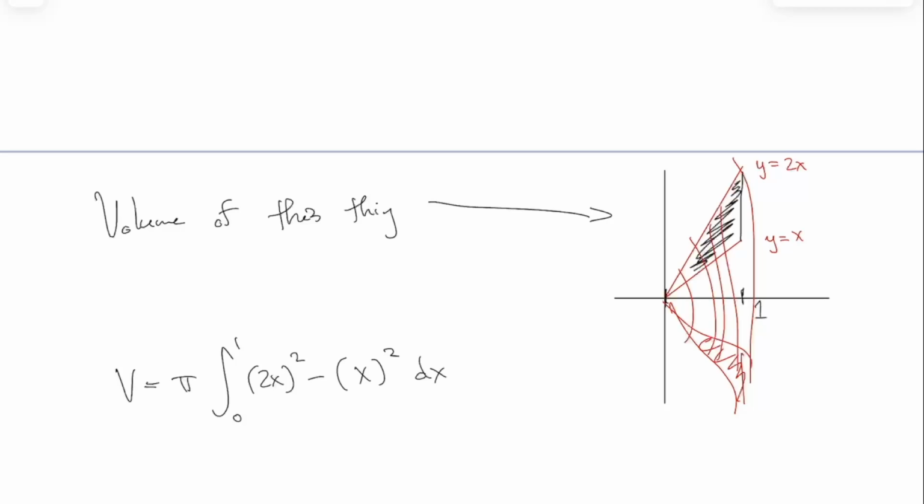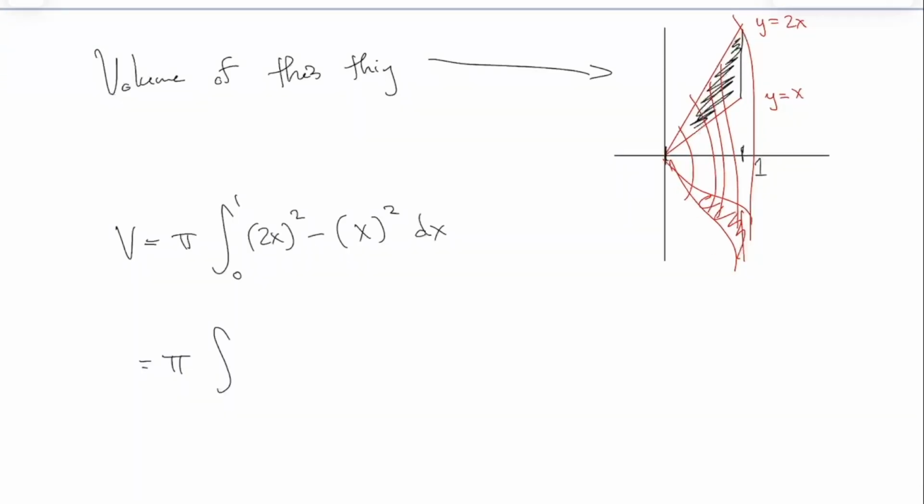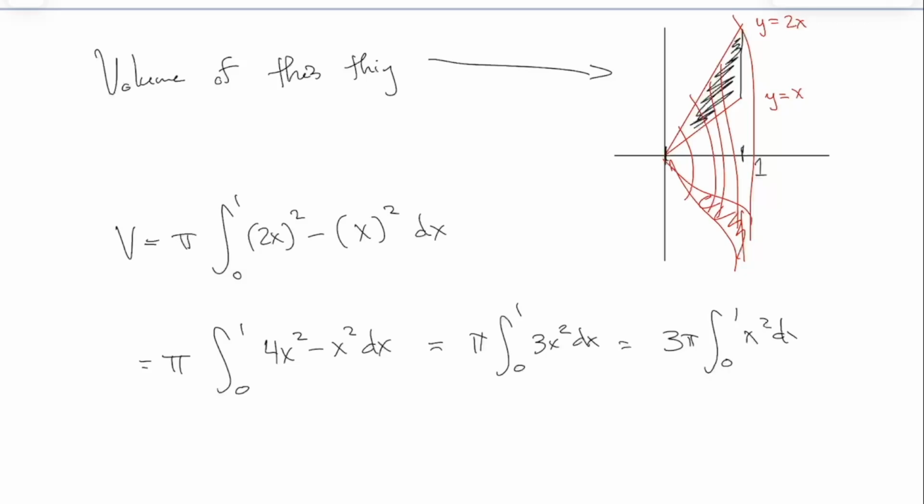And that's really all there is to it as far as the setup. And then this ends up being an easy integral to do. So let's just work it down. Square out the squares, and now you can actually do the subtraction there. 4x squared minus x squared, that's 3x squared. Pi times the integral of 3x squared dx. And in fact, I can factor a 3 out of this integral. So 3 pi times the integral from 0 to 1 of x squared dx.